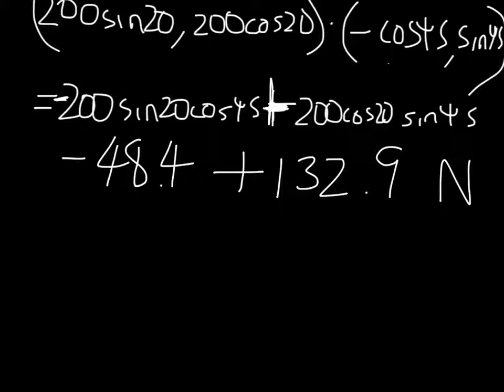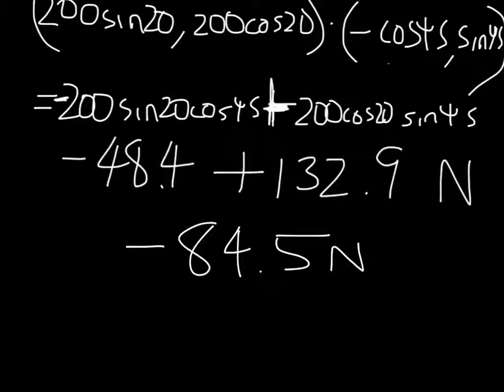We're going to do exactly the same thing now for gravity. But first, let's just do this sum out. It comes out to 84.5 newtons. Remember, dot product always outputs a scalar. Now let's go on to gravity.